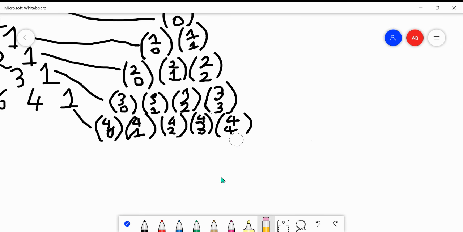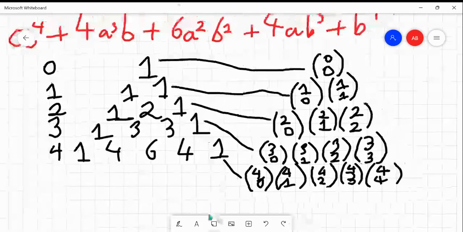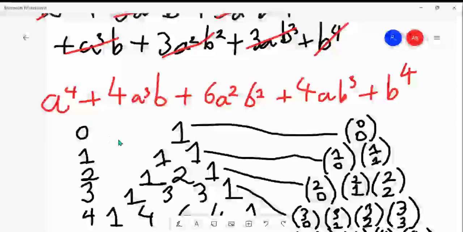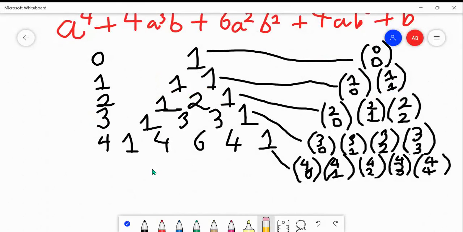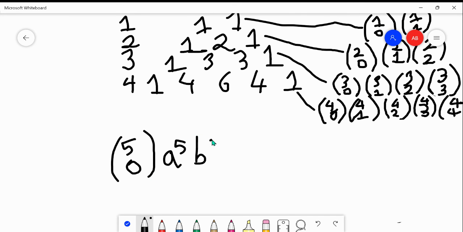Yeah, okay, now finally to this point. So now we can find out any row. So if we wanted to find out what it is to the power of 5, we need to write the fifth row. I'm not going to actually solve what that is. You can solve that later. So it's going to be 5 choose 0, a to the 5, b to the 0.